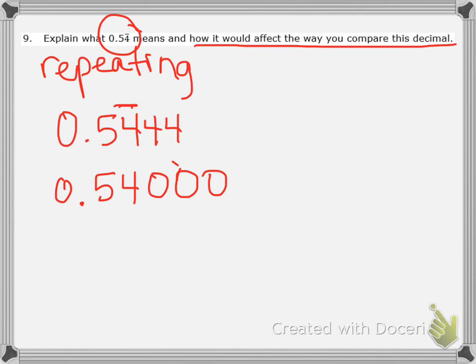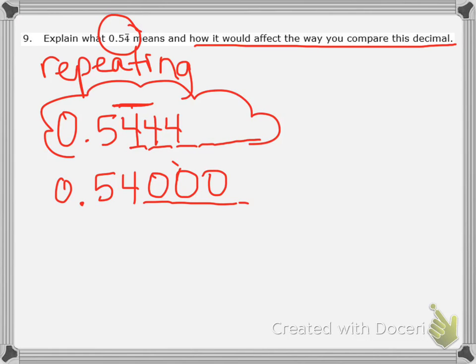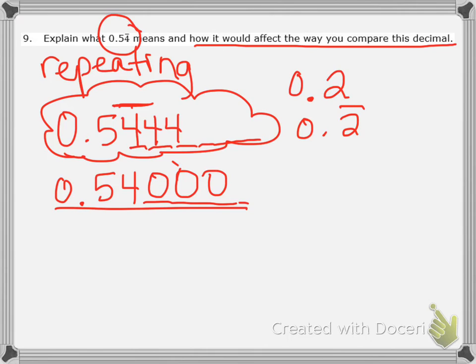Because 54/100 repeating means that you keep adding 4s instead of 0s, which would make this number greater than this number. So like for example, if I had 2/10 and I had 2/10 repeating, okay, well 2/10, if I wanted to compare, they could put a 0 here, and this 2/10 repeating, I'd have to put a 2 here, so automatically this is greater. So that's what it means and how it would affect how you compare.